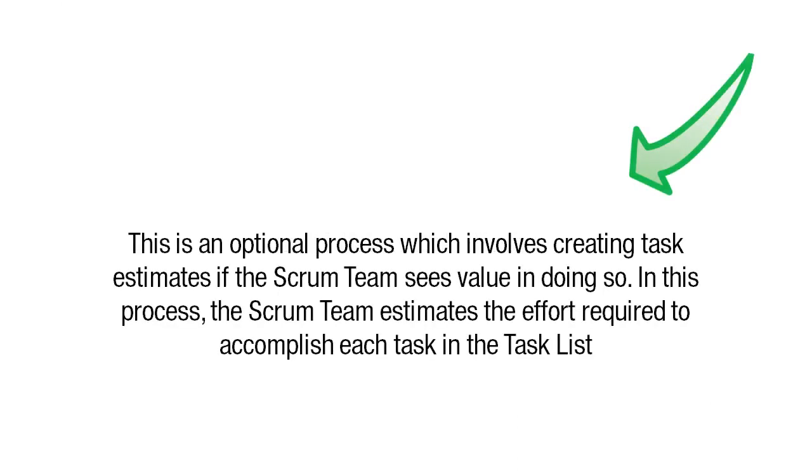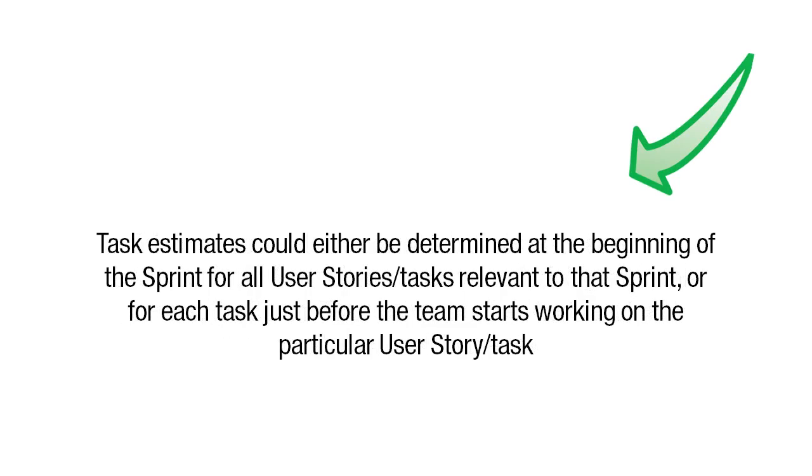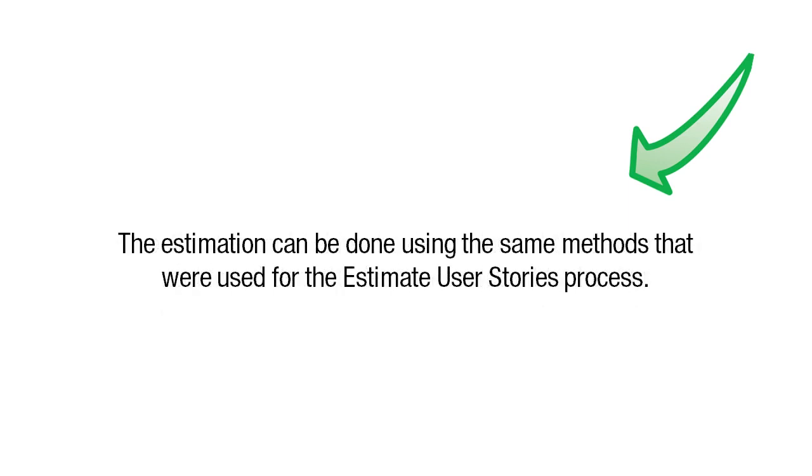Estimate Tasks process. This is an optional process which involves creating task estimates if the Scrum team sees value in doing so. In this process, the Scrum team estimates the effort required to accomplish each task in the task list. Task estimates could either be determined at the beginning of the sprint for all user stories or tasks relevant to that sprint, or for each task just before the team starts working on the particular user story or task. The estimation can be done using the same methods that were used for the Estimate User Stories process.